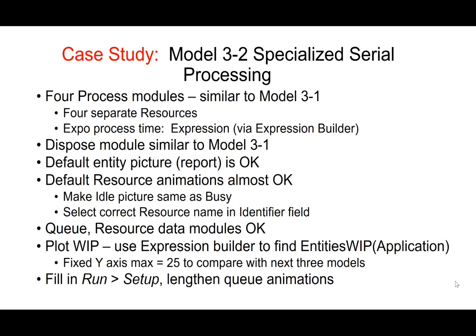The plot, WIP, or work in process, use the expression builder to find entities, WIP, and application. We want a fixed y-axis maximum of 25 to compare with the next 3 models. And then fill in run setup and lengthen the queue animations appropriately.